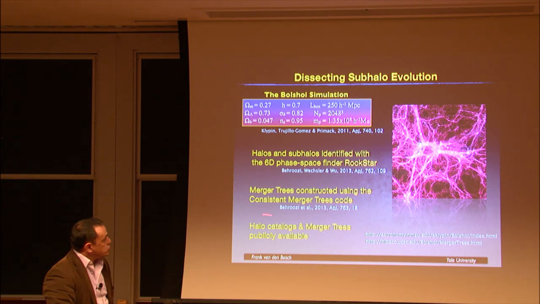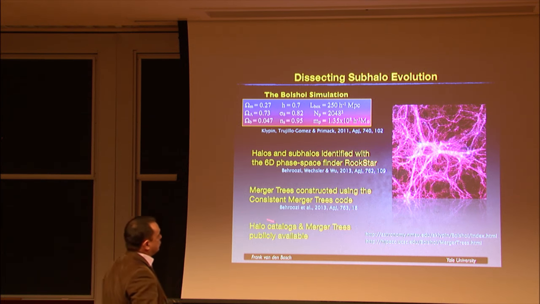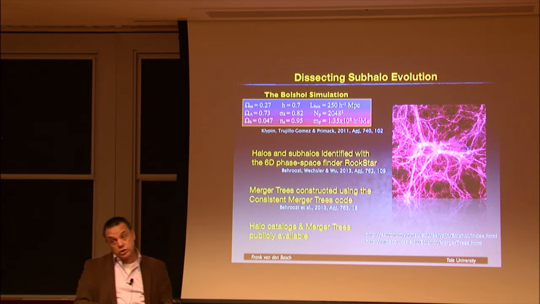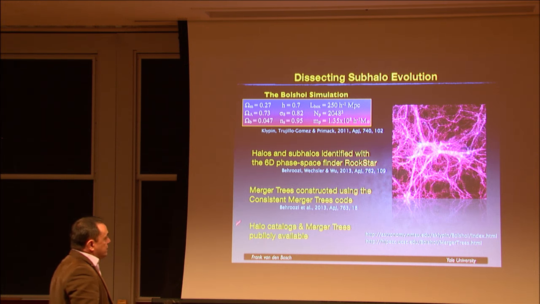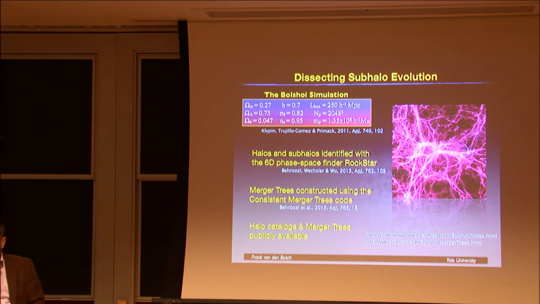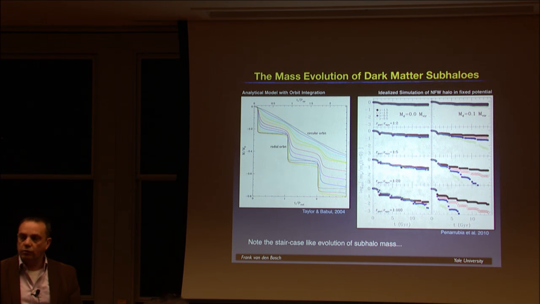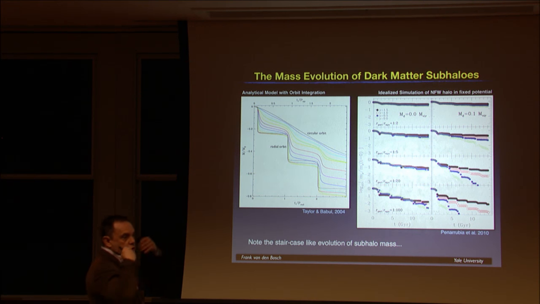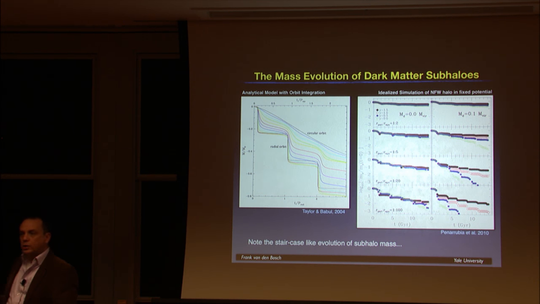Then he constructed merger trees, so you can link all these halo catalogs together, using what is called the Consistent Trees code, that also was developed by Peter Behroozi. And all of these things are publicly available, which is good for people like me, because you can just download them and play with them. And I recently, a few weeks ago, submitted a paper, it's on arXiv, in which I study the subhalo evolution in great detail in this simulation. And I just wanted to highlight two results from that.